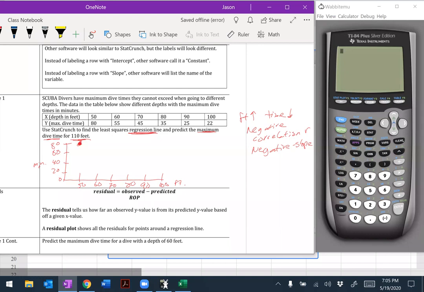At 60, we're at 55 minutes. We dropped to 55 minutes. At 70, we're at 45 minutes. 80, we're at 35 minutes. 90, we're at 25 minutes. And 100, we're at 22 minutes. So we can definitely see that there is a relationship here. Now, I don't know what the line of best fit is going to look like. That's probably too high.